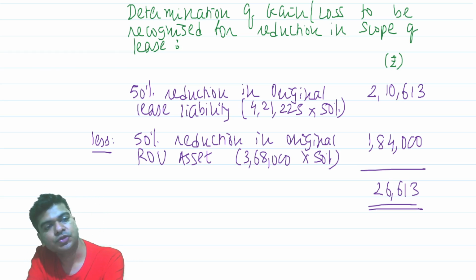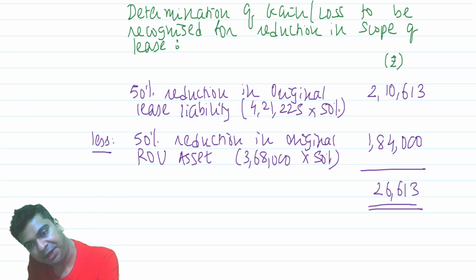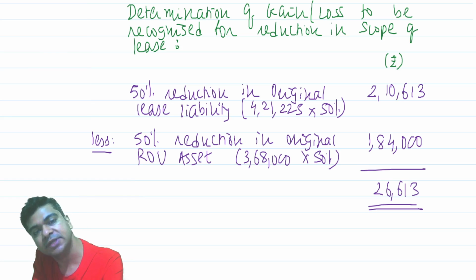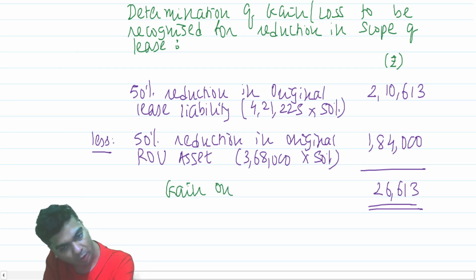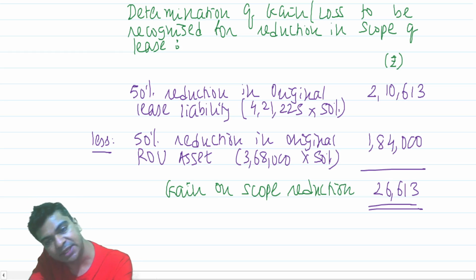What do you say, gain or loss? Liability is reducing by 2,10,613 while asset is reducing by 1,84,000. In other words, liability is decreasing by a higher amount of 26,613. A higher reduction in liability means there is a gain. So this is gain on scope reduction. Right, the lease scope is reducing. There is a gain of 26,613.